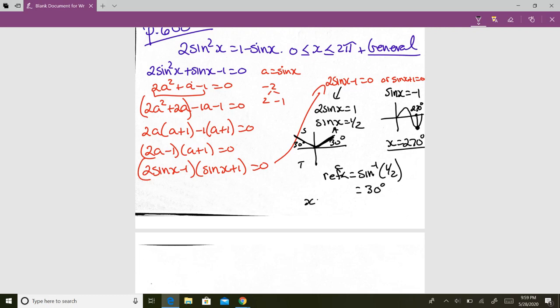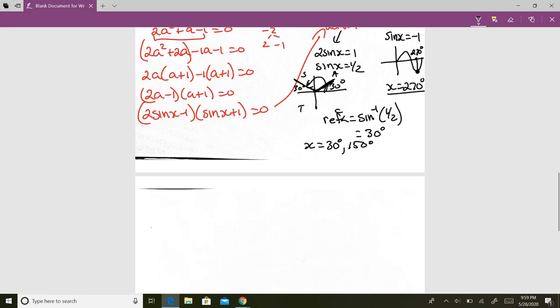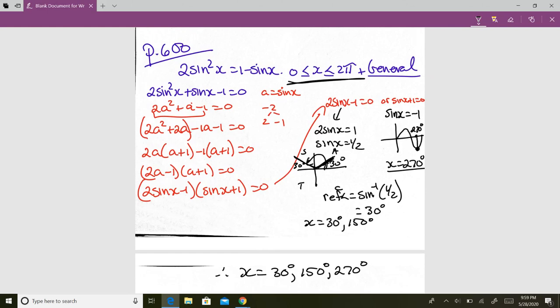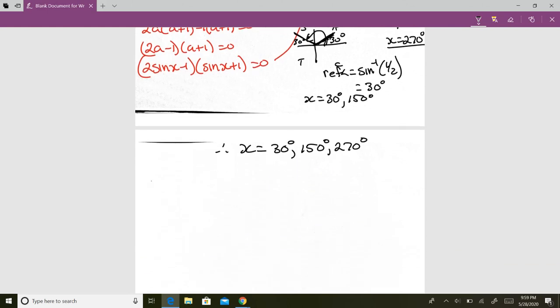So what does x equal? It equals, to rotate there, 30 degrees. To go all the way to there is 180 minus 30, or 150 degrees. So my answers are 30, 150, and 270 degrees. Now, notice it was in radians, so I can convert these to radians.